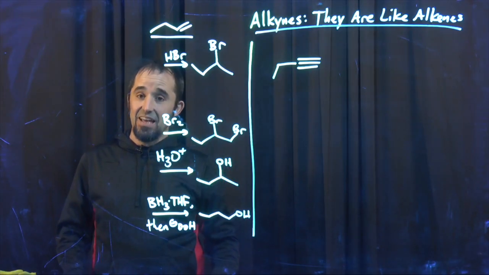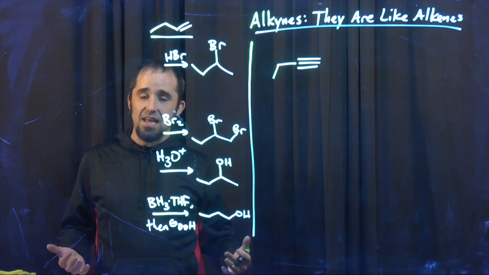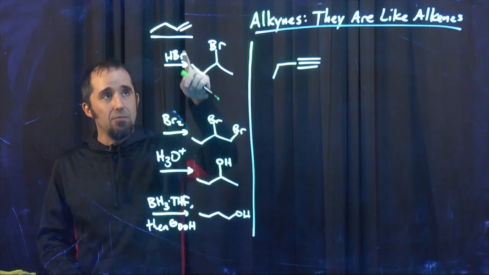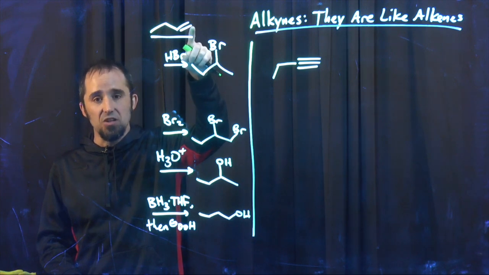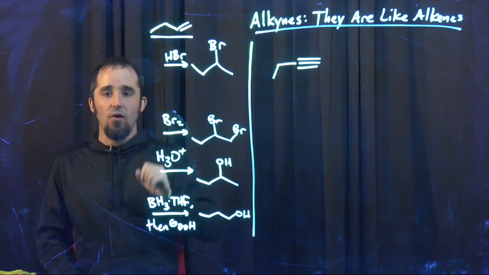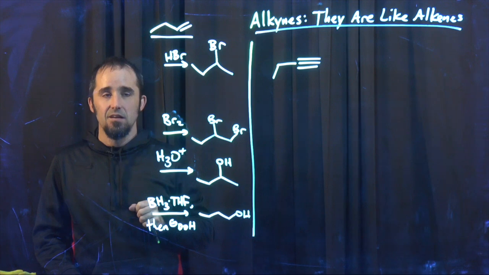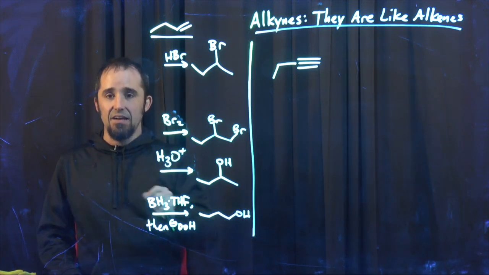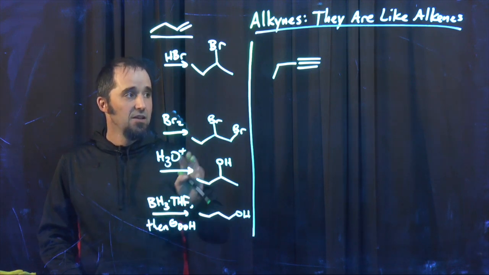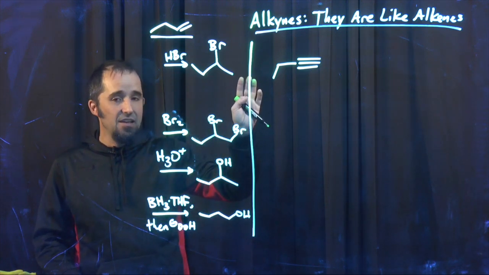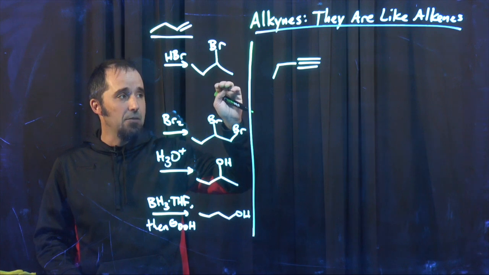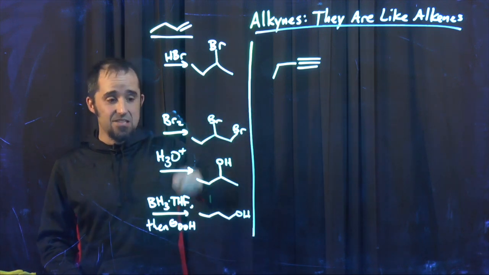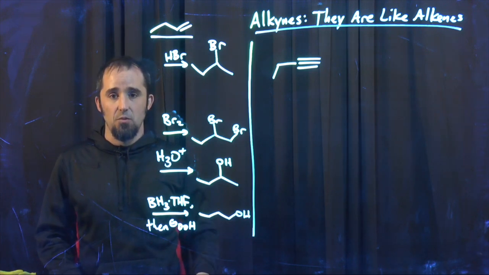Alkynes. They're like alkenes. We've just had some videos where we looked at alkenes as nucleophiles, the pi bond in particular as the nucleophilic part that goes out and grabs different electrophiles like HBr, Br2, acid, and even borane. The same kind of thinking applies to these pi bonds in alkynes. Most of the time we'll just be doing these reactions twice to get to our product.